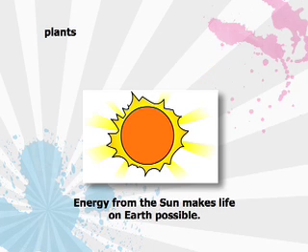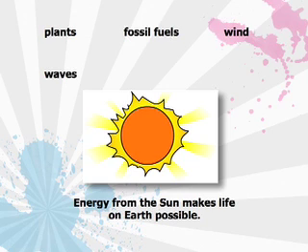Plants make their food using the sun's energy, and we get our energy from eating plants or animals that eat plants. The fossil fuels we depend on were formed by plants and animals that lived millions of years ago. The sun heats up the air on Earth. Wind is caused by moving hot and cold air. When wind blows over the sea, waves are made.